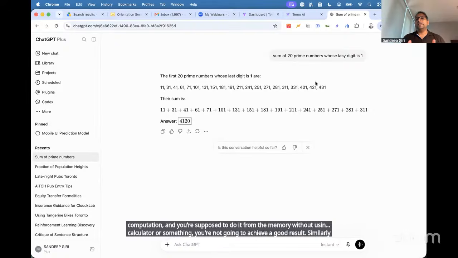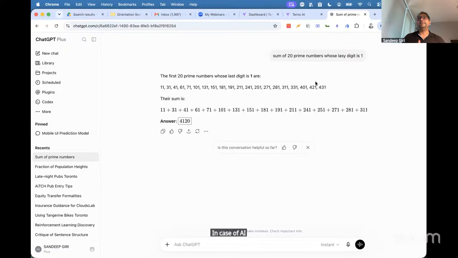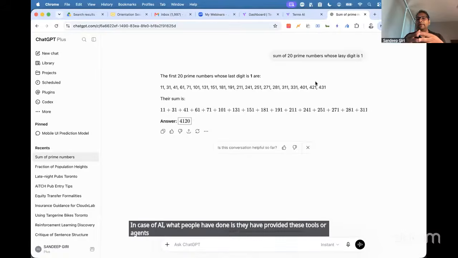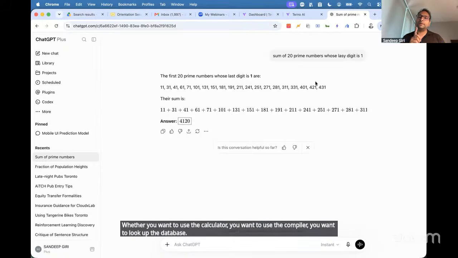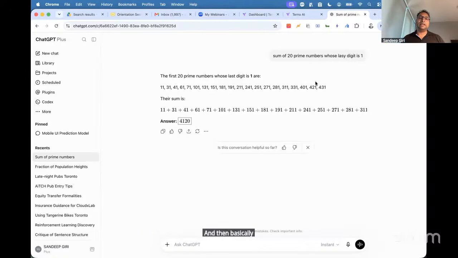Similarly, in case of AI, what people have done is they have provided these tools or agents to the AI, where AI decides what tool to use when. Whether you want to use the calculator, the compiler, look up the database, or look up a file, and so on and so forth. So you give all these tools to the AI. AI decides which one to use when, and then basically gives the answer. So this is called agentic AI.